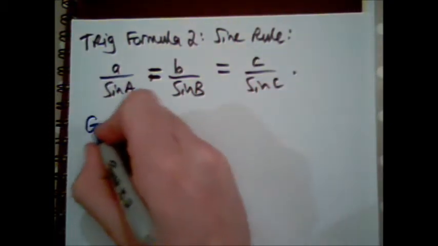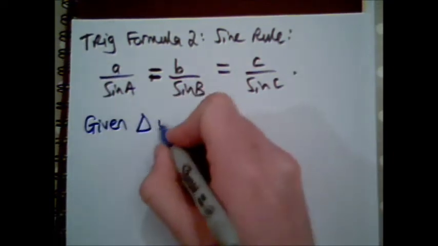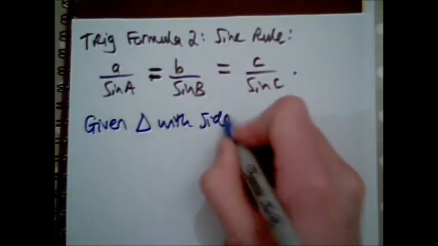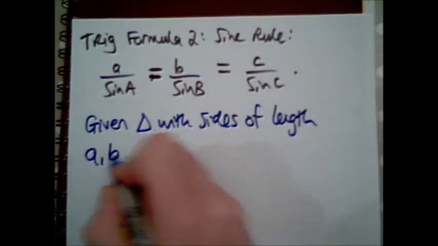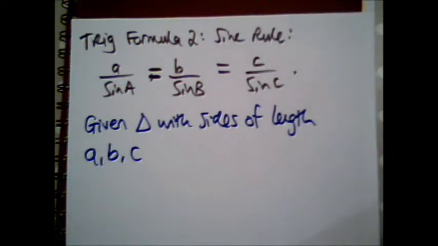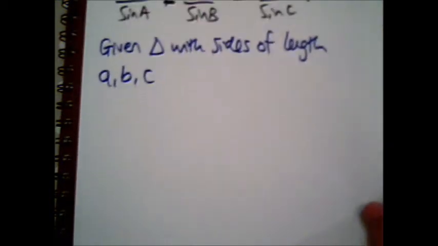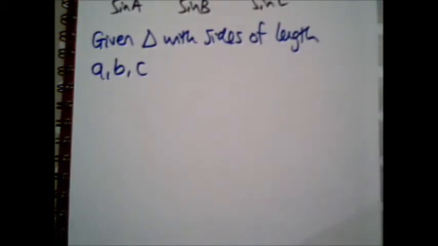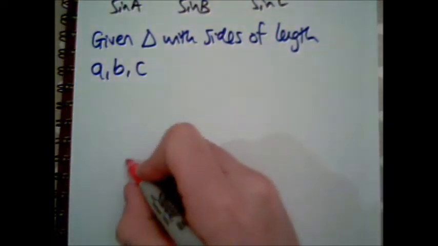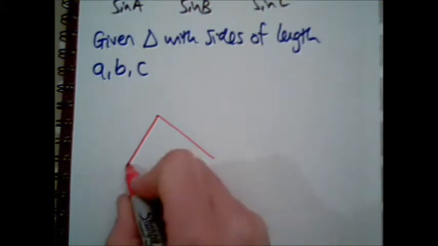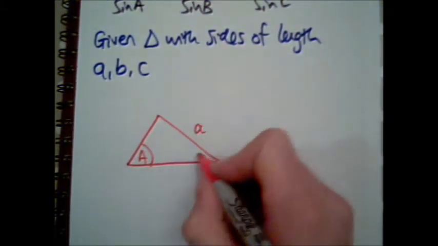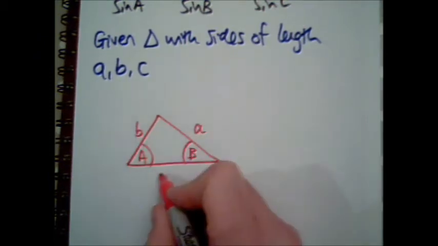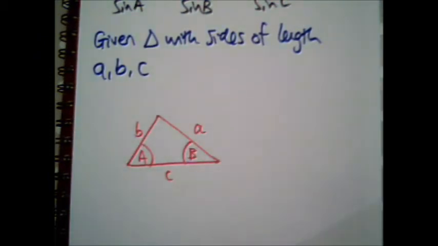So we're going to say, given a triangle with sides of length A, B, and C. Alright, we're going to draw it in a particular way. So let's do the drawing first and then we'll write down what we did. So we're going to draw the triangle. Let's say this is the angle A, this is the side A, this is the angle B, this is the side B, and this is the side C here.